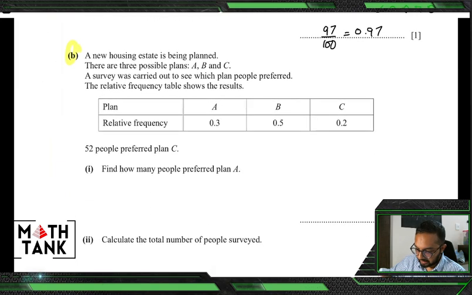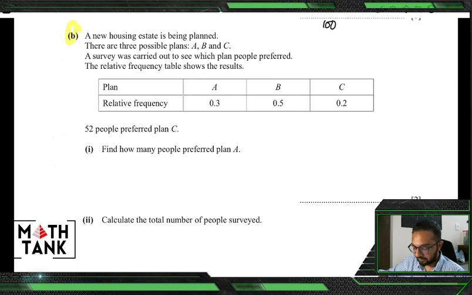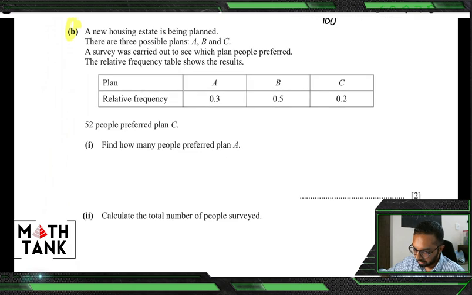A new housing estate is being planned. They've given you the relative frequencies. The survey was carried out to see which plan people preferred. The relative frequency table shows the results. 52 people preferred plan C. So plan C is 0.2.